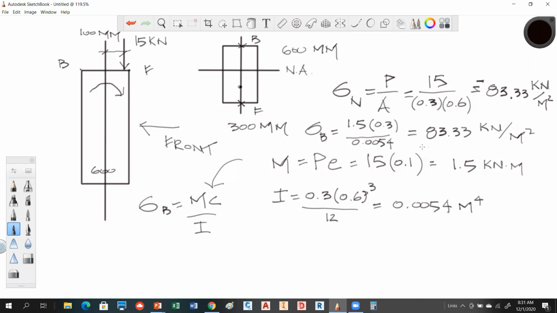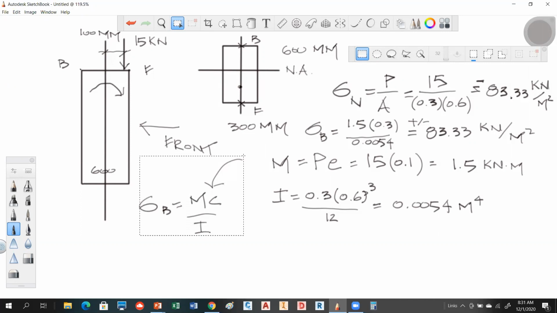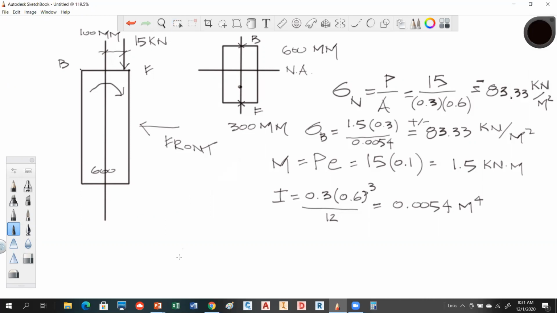Yep. Okay, so now this one will have plus or minusness to it because remember in the front, it's compressing, so it's a compressive stress in the front. In the back, it's a tensile stress because it's pulling here and pushing here, due to that eccentricity. So what we do now is calculate the combined stress due to both loads. Again, we have the front situation and the back situation. So this is front and this is back.